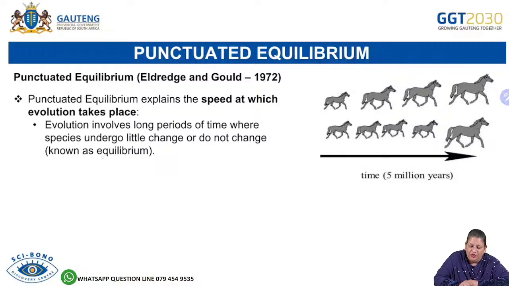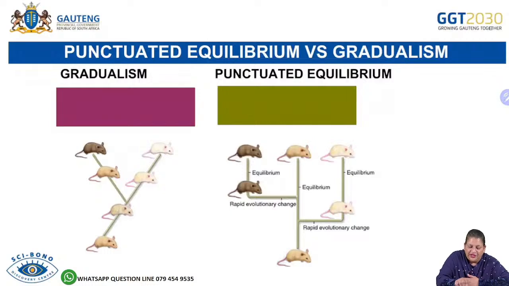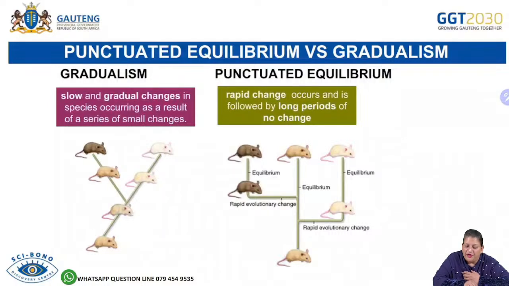Long periods of time where there's little or no change, followed by short periods of time where there's rapid change due to natural selection, and then new species form. And then you're going to get gradualism, which is slow and gradual changes in the species due to small changes, and punctuated equilibrium is rapid change followed by long periods of no change. So long periods of no change followed by short periods of rapid change. That's punctuated equilibrium due to natural selection. You can see how there's long periods of no change followed by rapid changes. And here long periods of no change, and it's very, very gradual.